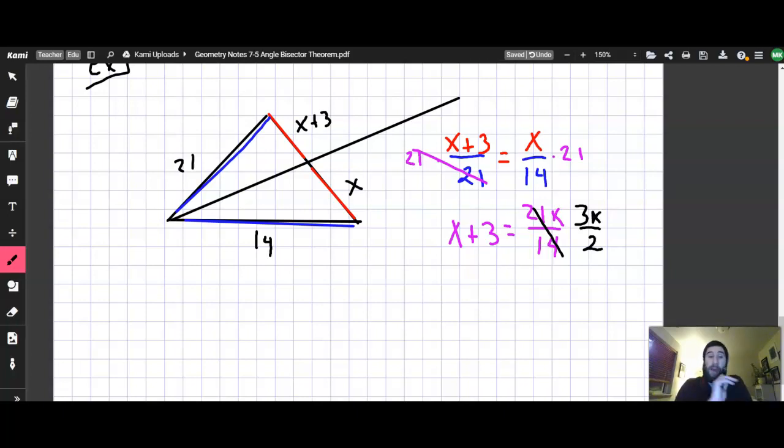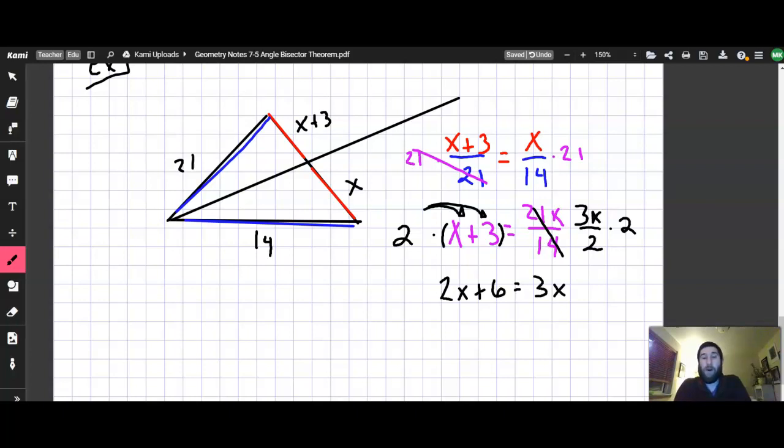And our next step in order to solve is to undo our division with multiplication. So I'm going to multiply by 2 on both sides. And when I multiply by 2 on the side with the x plus 3, that 2 is being distributed to the whole thing because of the plus sign. So the 2 gets multiplied and distributed to the x and 3. So I have 2x plus 6 equal to 3x.